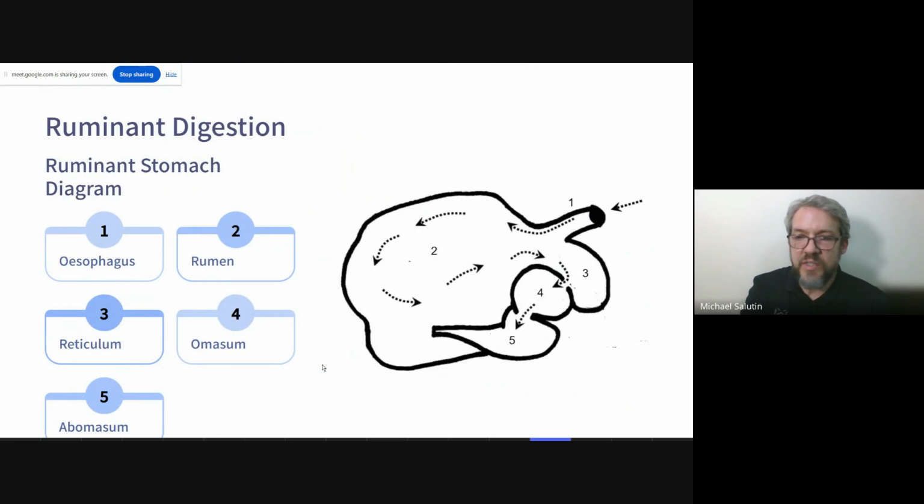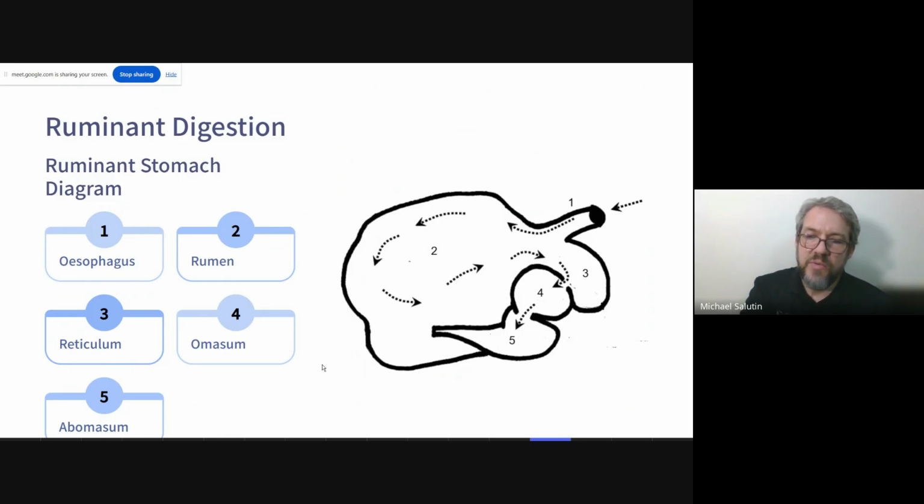There's number one, the esophagus. There's number two, the big rumen, which you see does not go directly onto another chamber. It goes back up and then onto number three, the reticulum. And that reticulum contracts and pushes that grass, the half-digested or fermented grass, back up the esophagus to be chewed again.